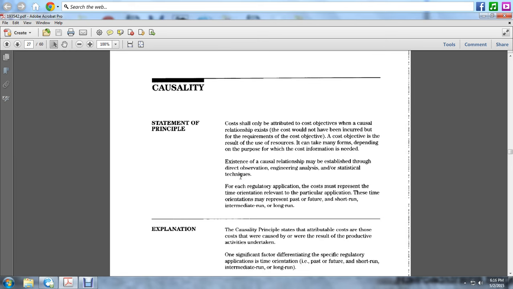Existing causal relationships may be established through direct observation, engineering analysis, or statistical techniques. For each regulatory application, the cost must represent the time orientation relevant to the particular application. This time orientation may represent the past, future, short run, intermediate run, or long run.